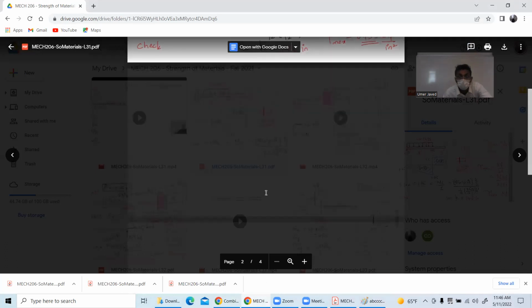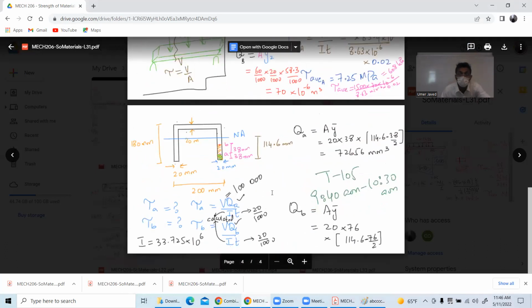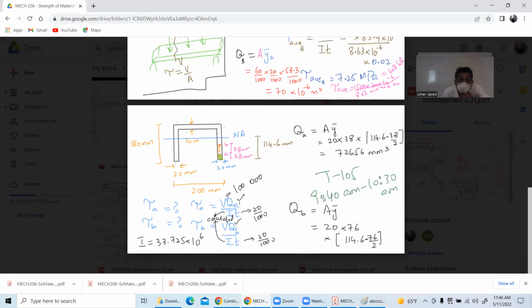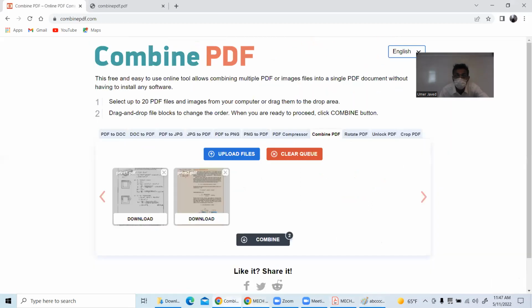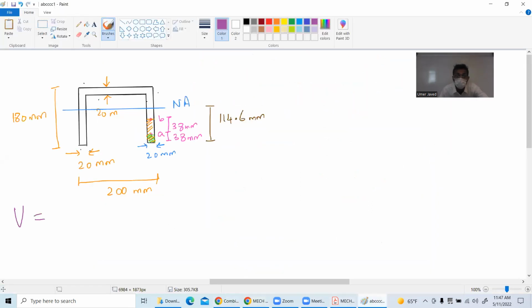Okay, then probably I will give you just some hypothetical value. Why did I write 100,000 here? Anyways, I will just give you a V for this problem myself. Let's say V is, I don't know, 5 kilonewton. Not that much.